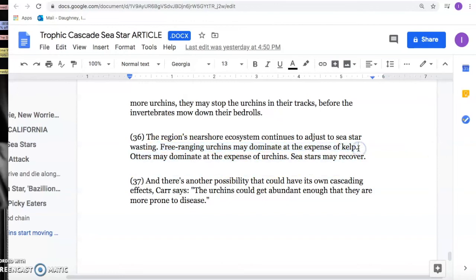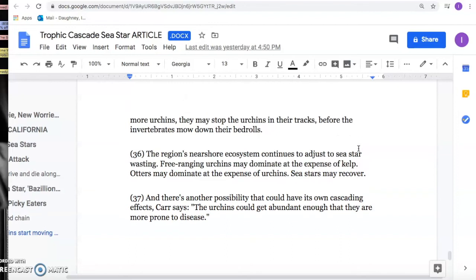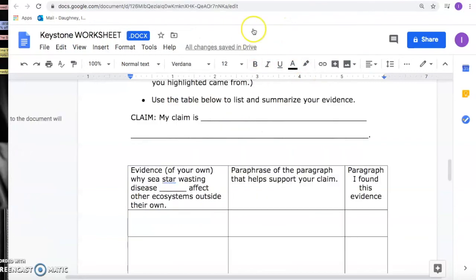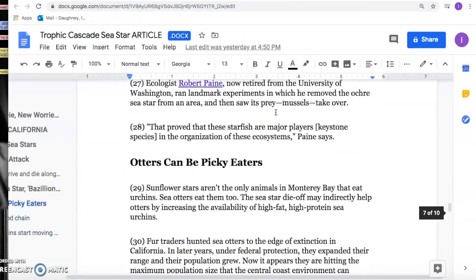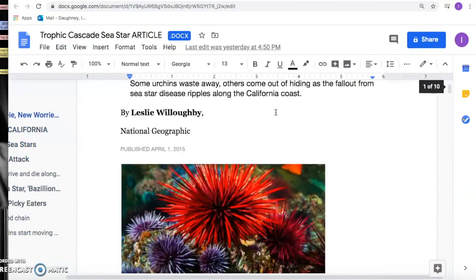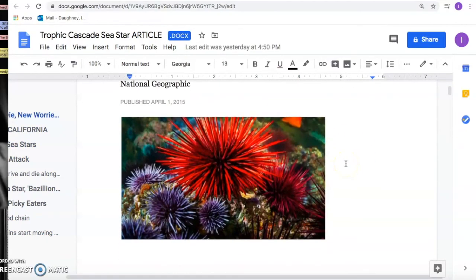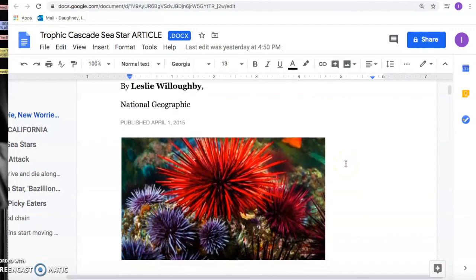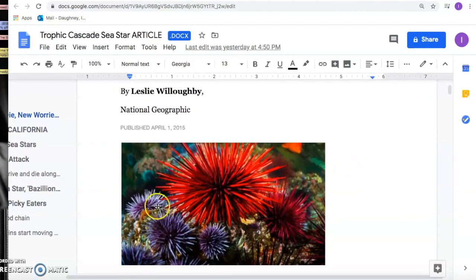So that could be another claim you make. Maybe you tell me that the kelp population, which is a foundation species, right? A foundation species may be negatively affected. So that could be another claim you make. So those are just a few claims that you could make. So when we're looking at this article, urchins are just one other prey that our sea stars are really in charge of keeping in check, okay?